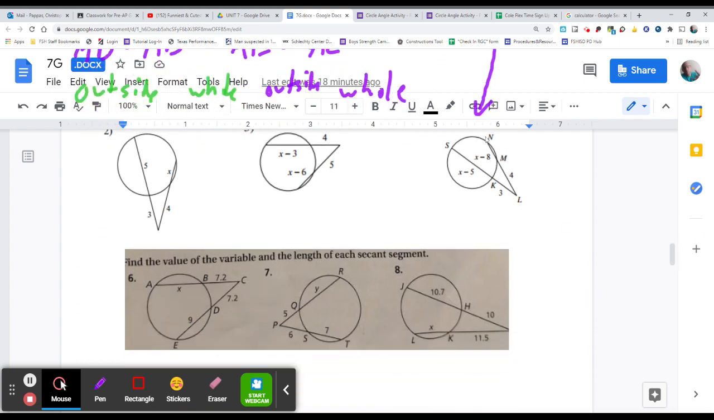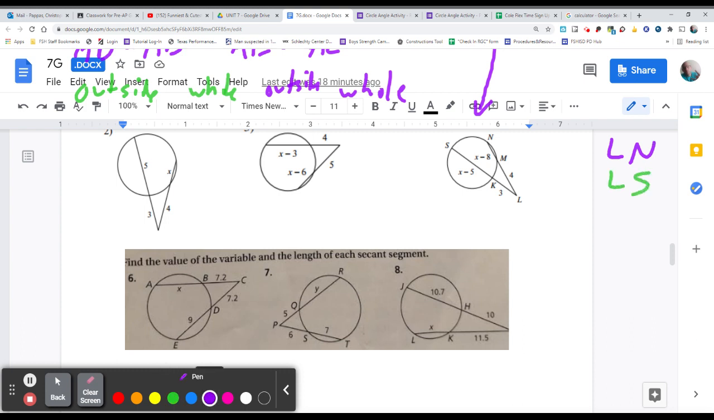So I have two secant segments. I have LN and LS. Okay, LN and LS. So let's say LN I'm going to do in purple here. LS I'm going to do in green. Okay. Now the formula is whole times outside equals whole times outside. Okay. So, or outside times whole, same deal. So if I'm looking at LN, okay, the outside part is 4.